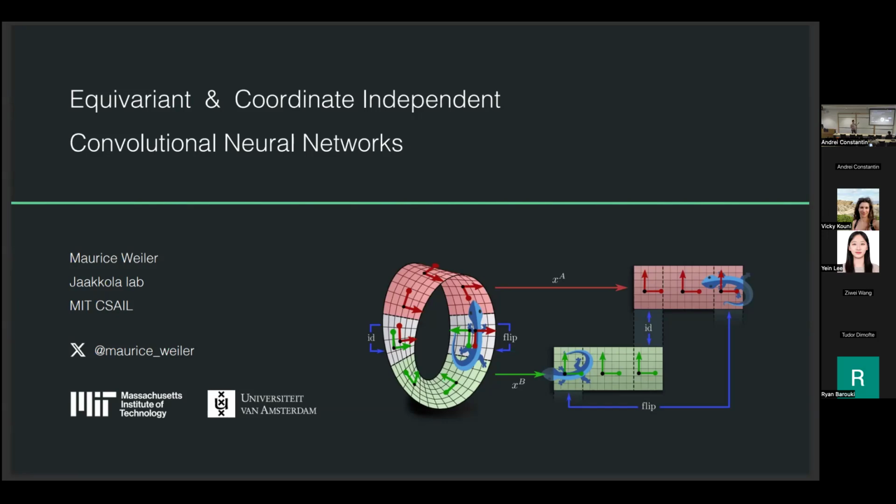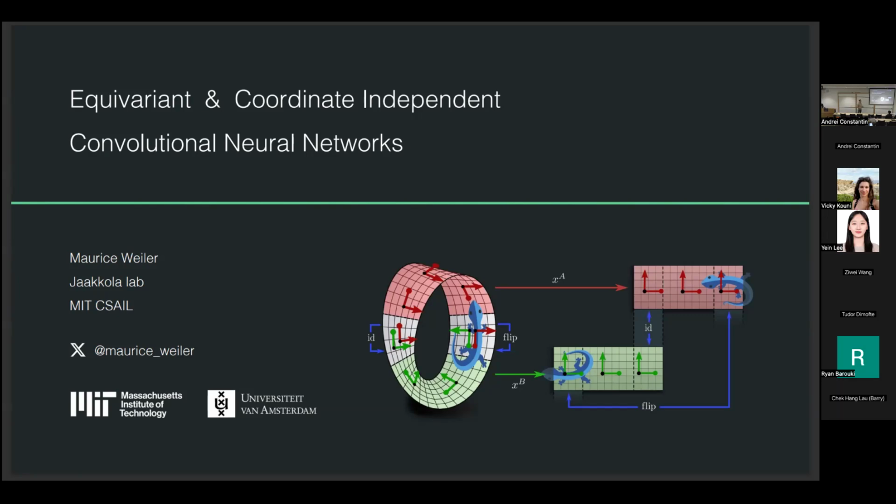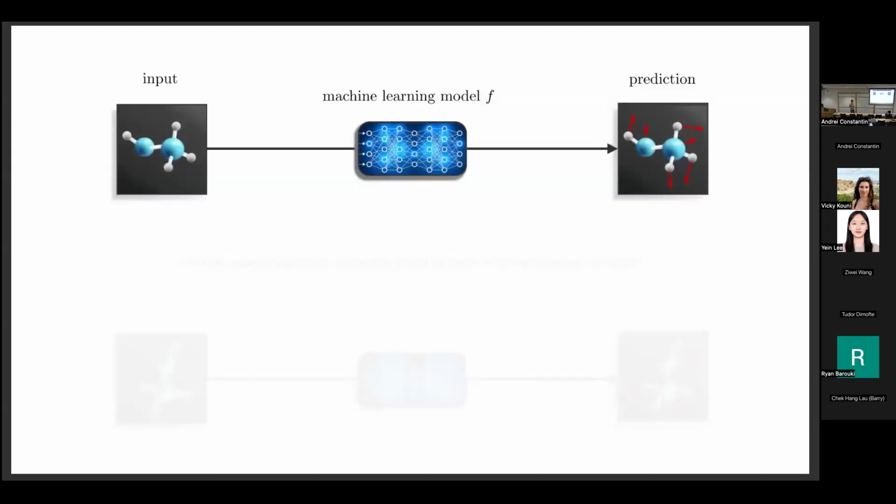And then these manifolds also may have symmetries. So for instance, for this Möbius strip, if you have some pattern on it, you could shift it along the strip and you want that this convolution operation commutes with these symmetries. And this is what is meant by equivariance. So let me start with an example.